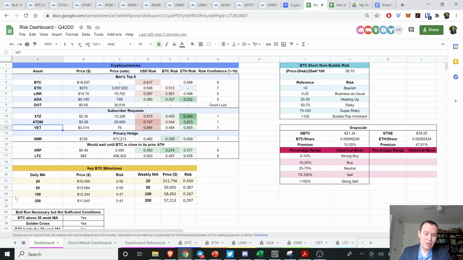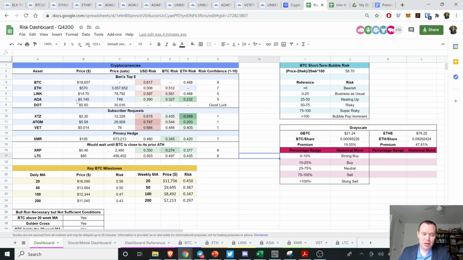And then we also have Monero, which is the privacy hedge, and then XRP and Litecoin, which typically, as I've said before, I would wait on until Bitcoin is close to its prior all-time high. So these are the main coins we have on the dashboard, and these are the main ones that you will hear me talk about, but occasionally I'll give updates on some of these.